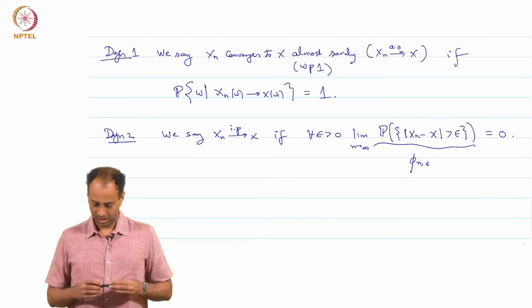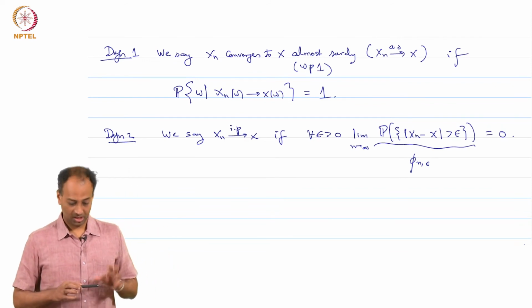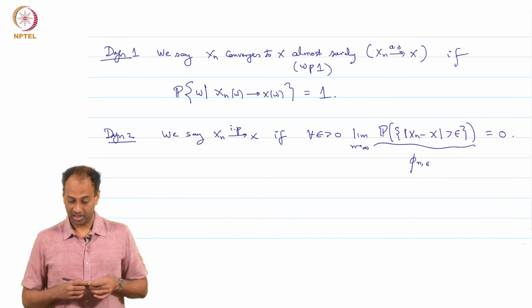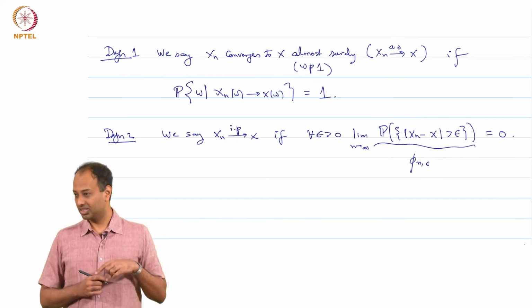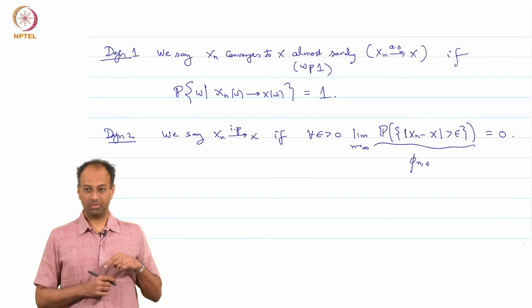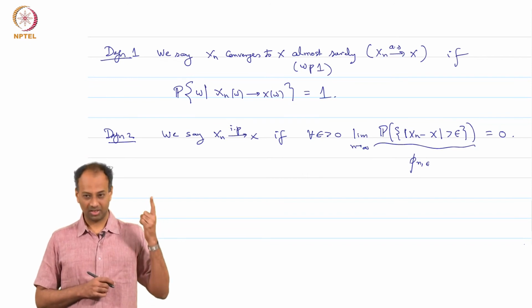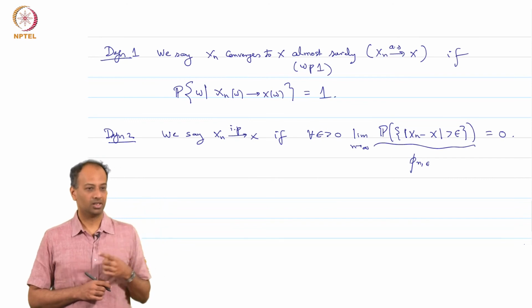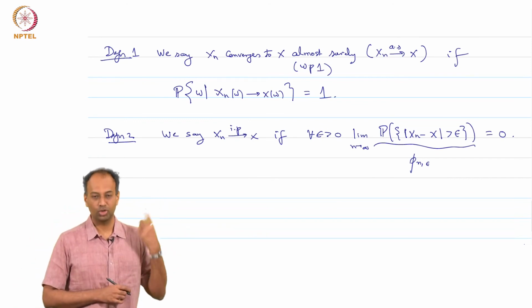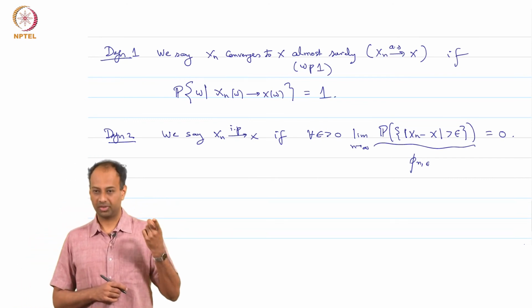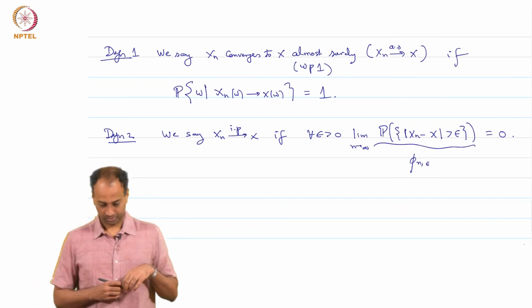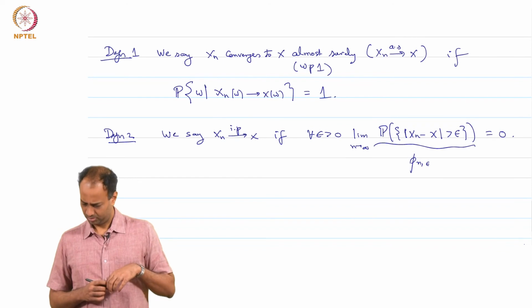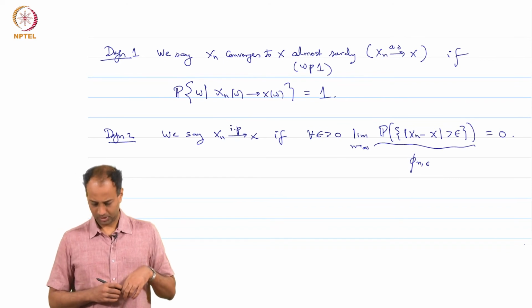Now, it requires a proof, but it turns out that convergence almost surely always implies convergence in probability, but not the other way. Convergence in probability may not imply convergence almost surely. So, convergence almost surely is a stronger notion of convergence than convergence in probability. All right.